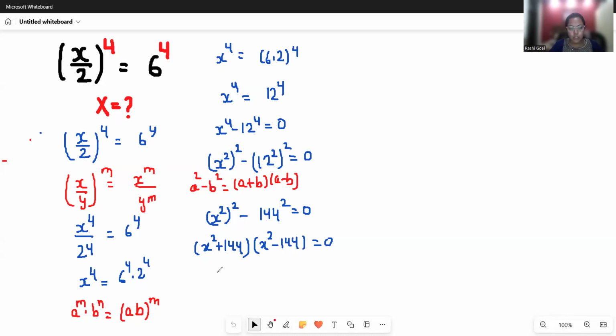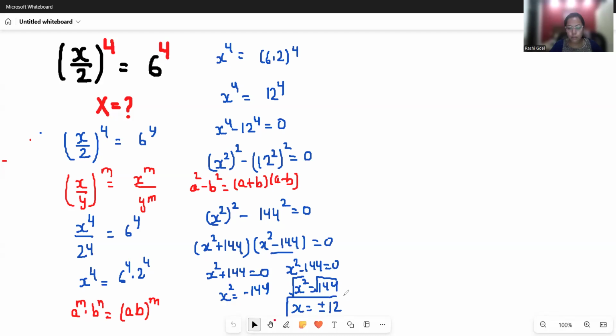So first, x^2 plus 144 equals 0. So x^2 equals minus 144. And this becomes x^2 minus 144 equals 0. So x^2 equals 144, or x equals, if I do the square root on both sides, plus minus 12.